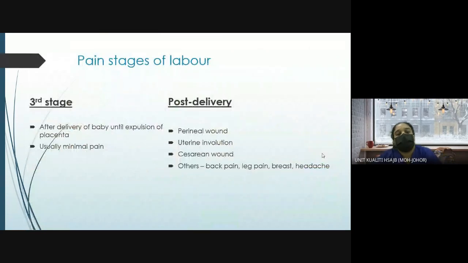Pain stages of labor, third stage: after delivery of the baby until expulsion of the placenta. Usually this stage has quite minimal pain. Post-delivery pain includes perineal wound, uterine involution, caesarean wound, and others like back pain, leg pain, breast pain and headache.